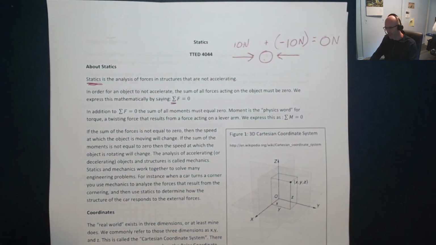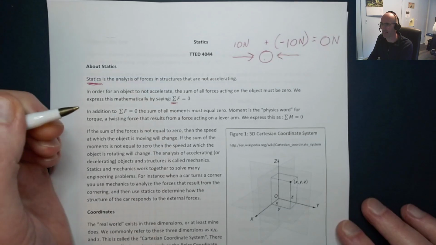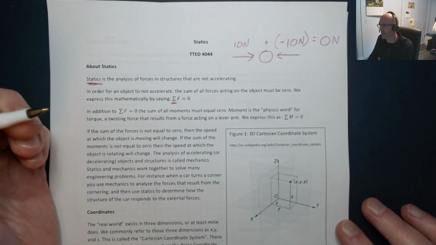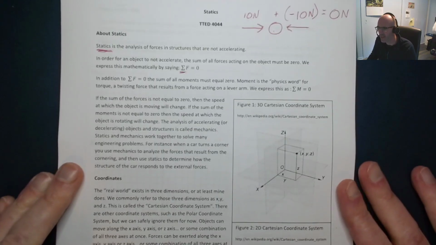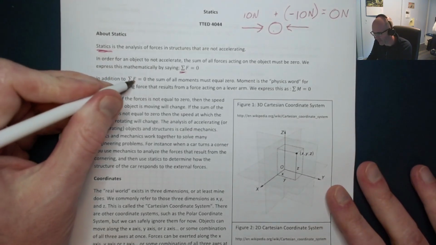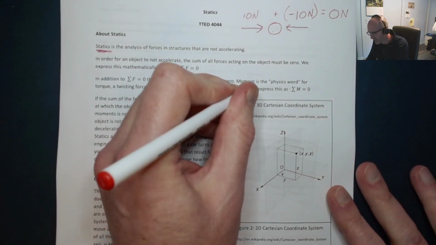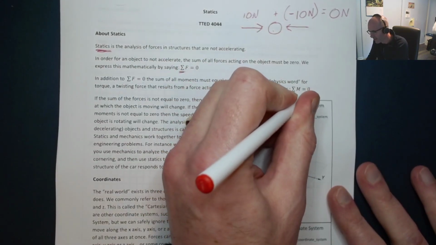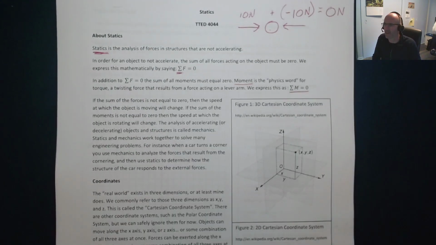So if we can't satisfy the sum of all forces being equal to 0, then we're not dealing with statics. We're dealing with dynamics, kinematics, or something else. Now, in addition to having the sum of all forces being 0, we also need to have the sum of all the moments be equal to 0. So we've got these two little formulas that we pop in there. Sigma F equals 0 and sigma M equals 0.